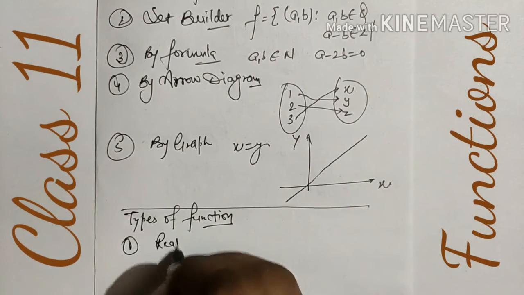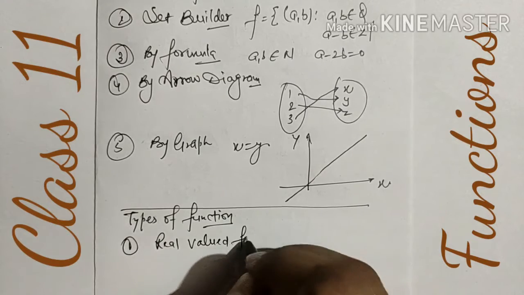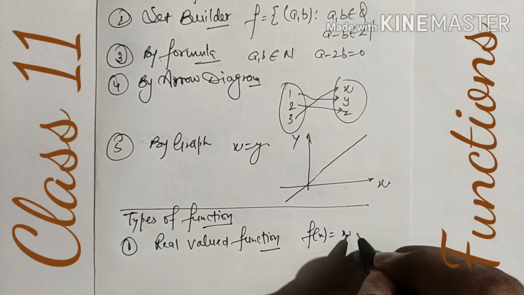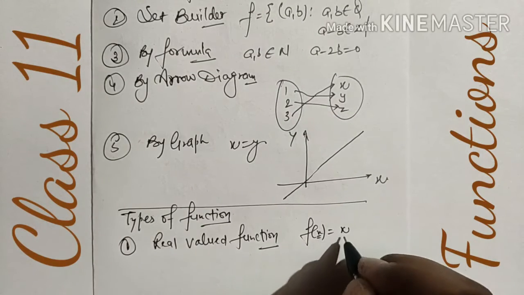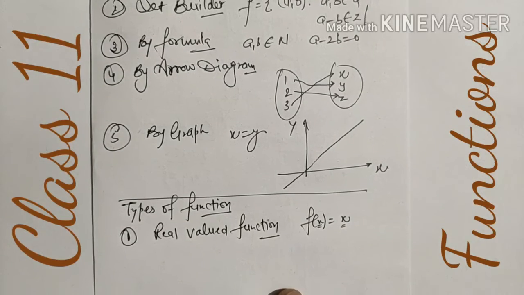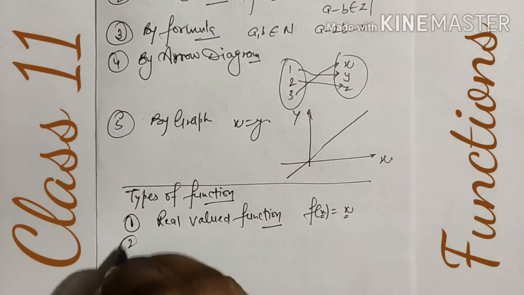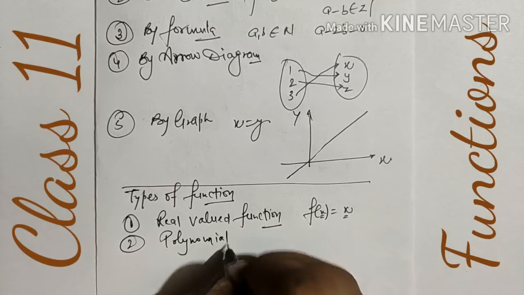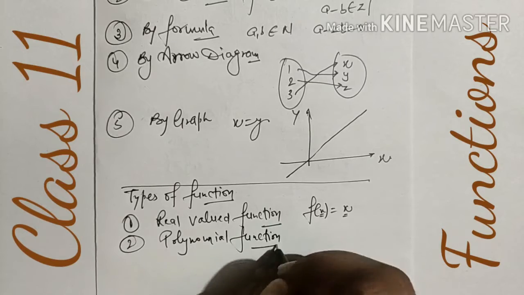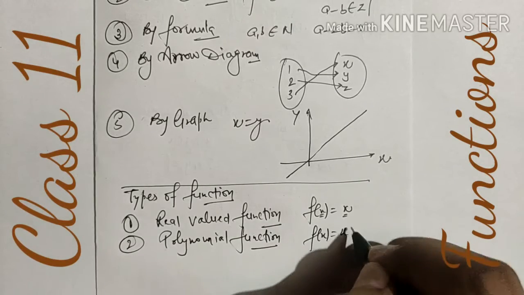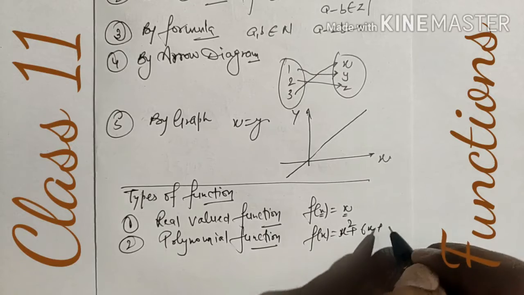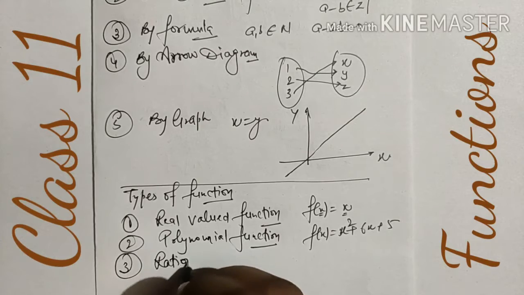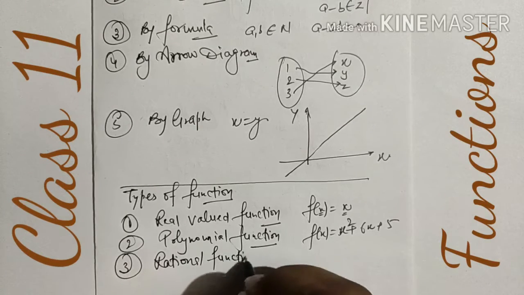Now we are going to discuss different types of functions. Here first type of function is real valued function. As the word suggests, it means input and outputs are real numbers. That's why the name of the function is real valued function. Next type of function is polynomial function. As the name is polynomial, f of x is a polynomial given by, for example, x square plus 6x plus 5.